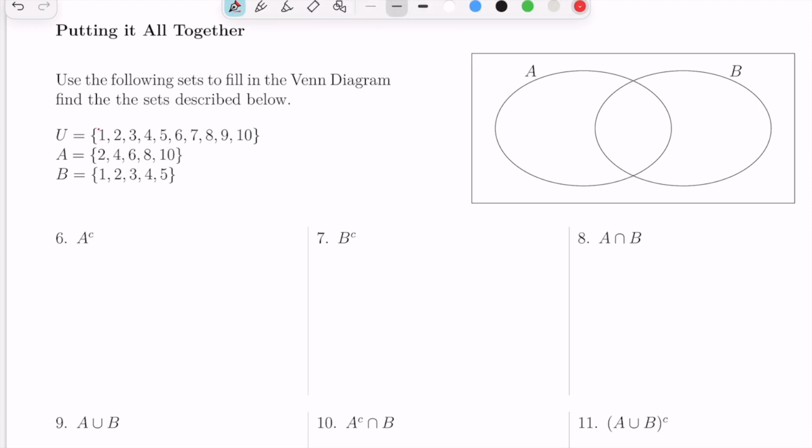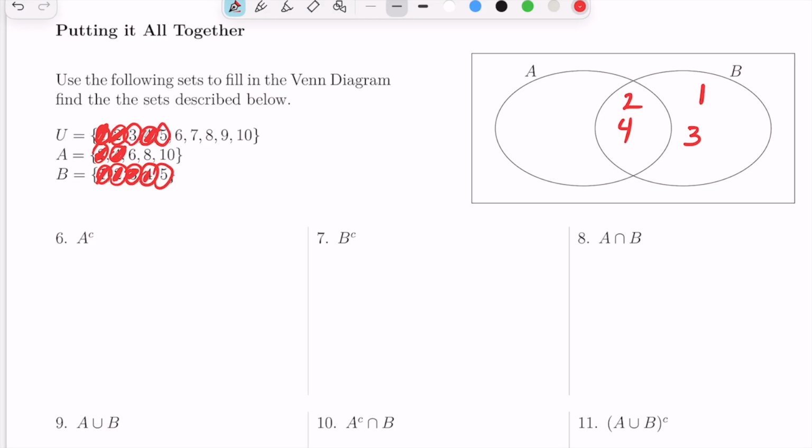So I could start with my universe and I could say, all right, 1, I see that that's also in set B, but not in A, so I'll put a 1 here. And then once I have that, I'll cross it out. 2, I can see that 2 is in A and B, so that's in the overlap, so I'd write it there. 3, I can see that 3 belongs in set B, so I'll write 3 over here. 4, of course, is in all of them, so I would write that in the overlap. 5 seems like it's only in set B.